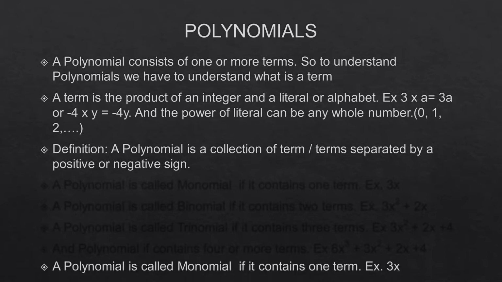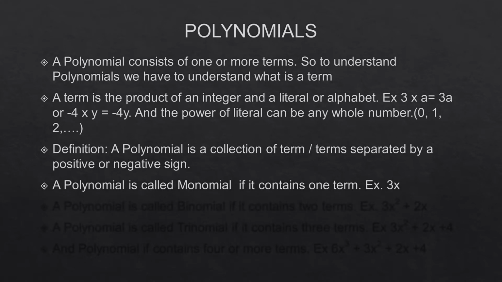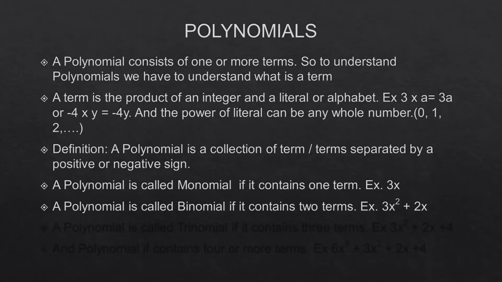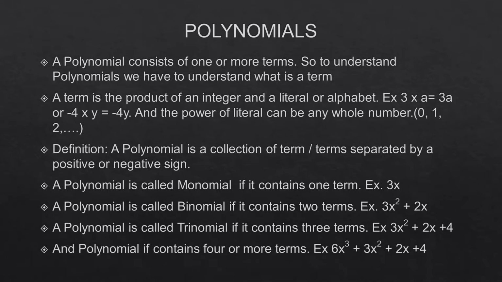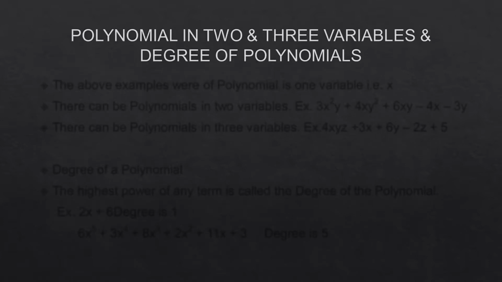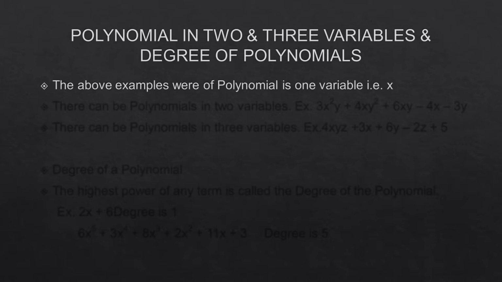positive or negative sign. Now a polynomial is called a monomial if it contains only one term, and if it contains two terms it is known as a binomial. If it contains three terms it is known as a trinomial, and if more than three terms then it is called a polynomial. Now coming to the polynomial in 2 and 3 variables and the degree of polynomial.